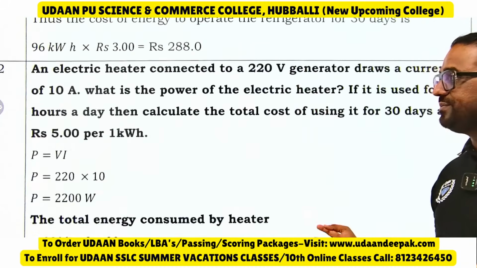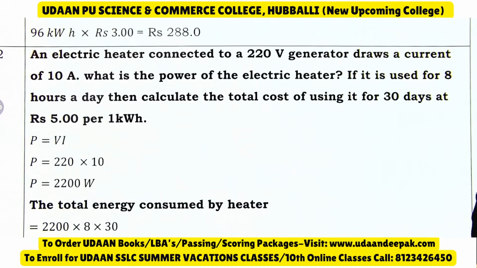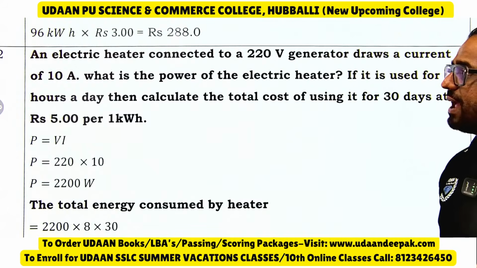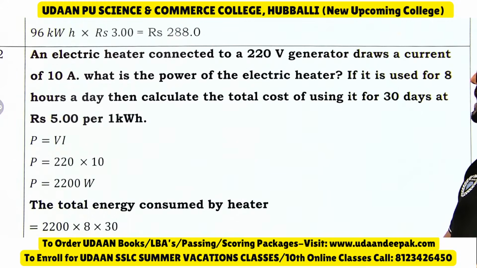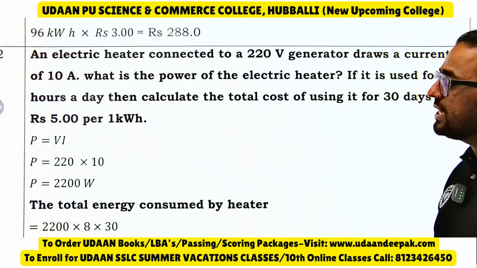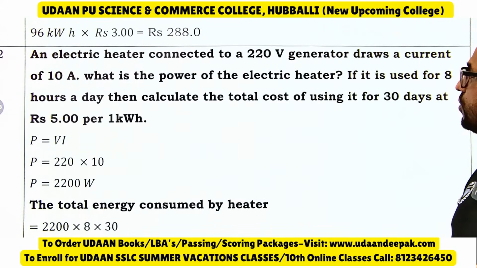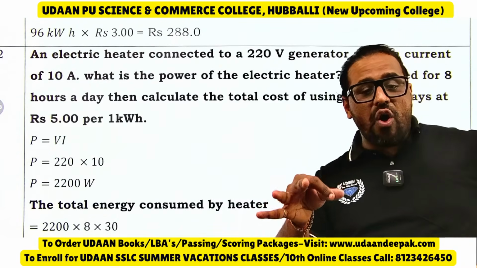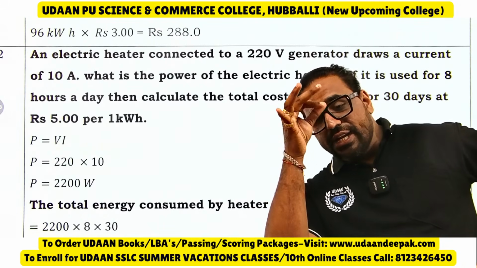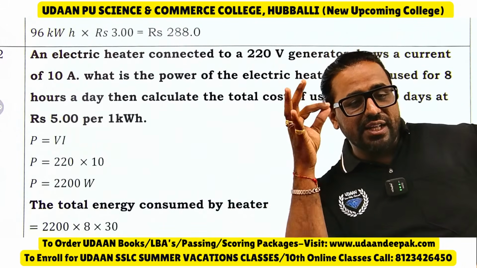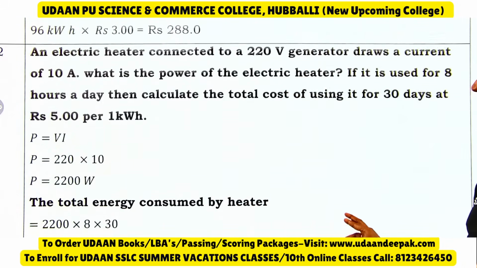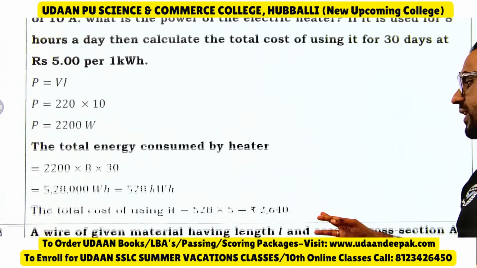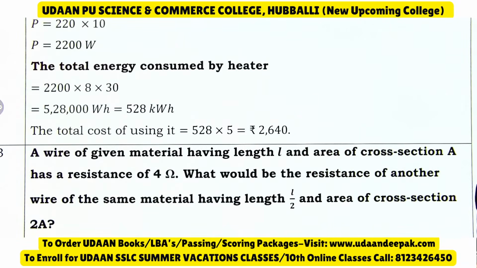Okay, then an electric heater connected to a 220 volt generator draws a current of 10 ampere. What is the power of electric heater if it is used for 8 hours per day? Calculate total cost of using it for 30 days. Questions to find the cost of energy, electricity bill in rupees, will definitely come, fixed questions. So you can see how to solve. The total answer you should get is 2640.